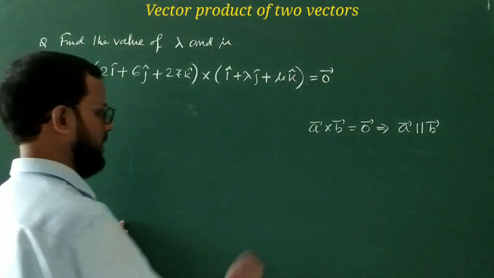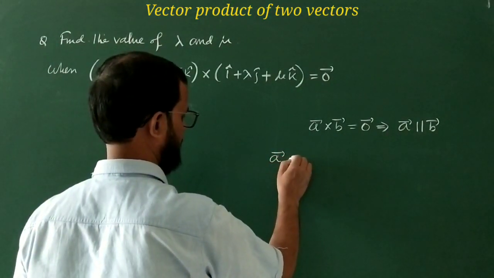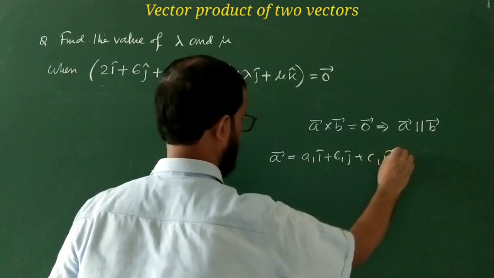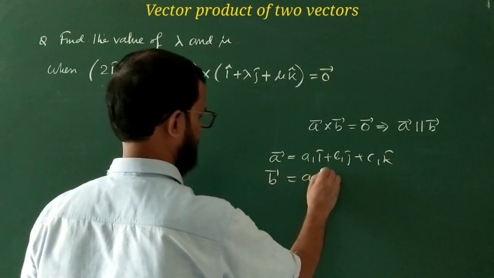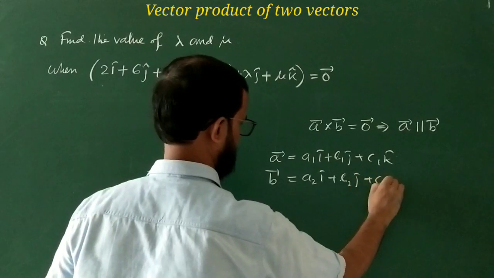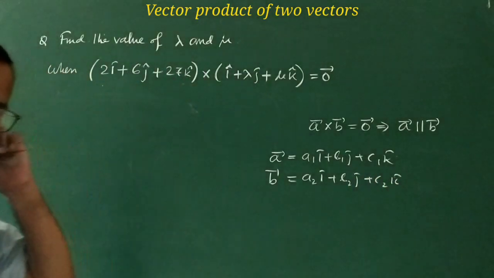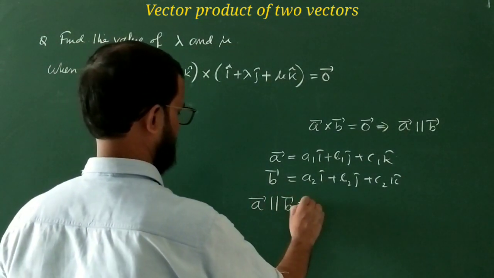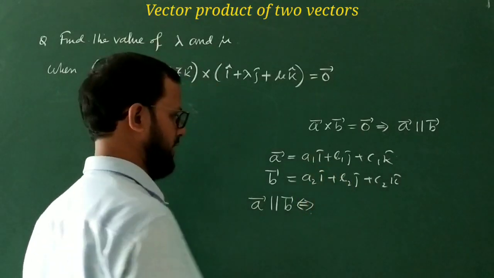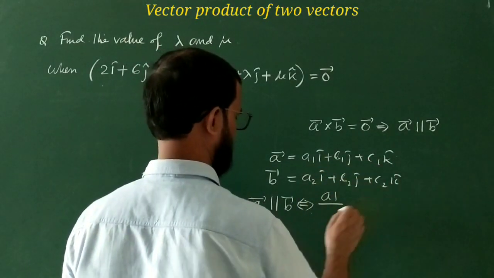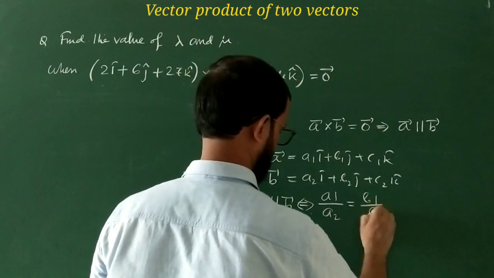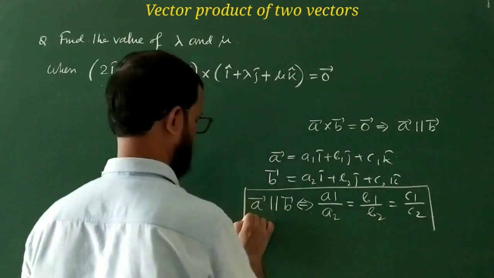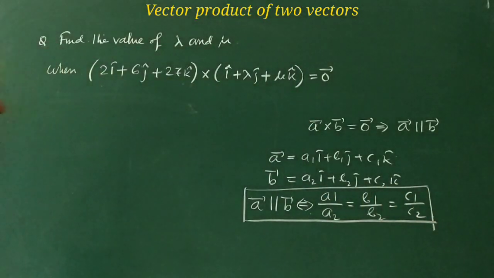Also we know from the last chapter that if the A vector and the B vector are given in terms of their components, suppose A1 i cap plus B1 j cap plus C1 k cap and A2 i cap plus B2 j cap plus C2 k cap, then the A vector is parallel to the B vector if and only if their corresponding components are in ratio, meaning direction ratios are in ratio. When two vectors are parallel, this is the condition: corresponding components are in the ratios.